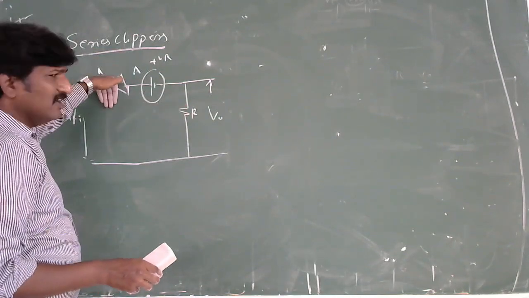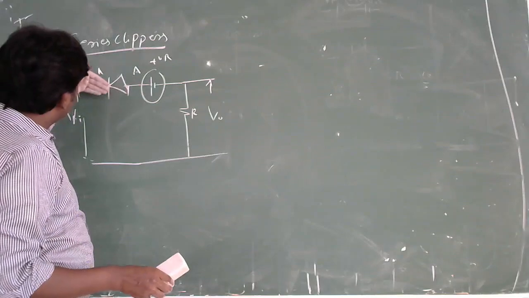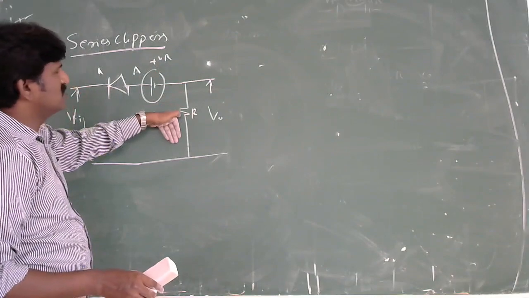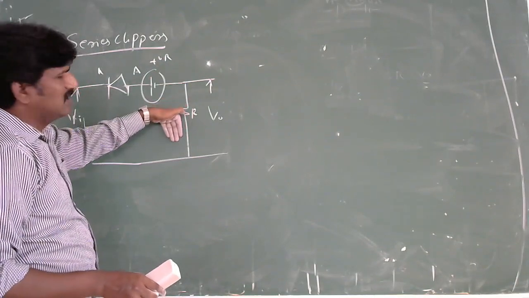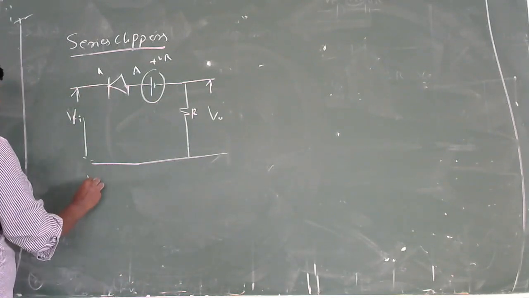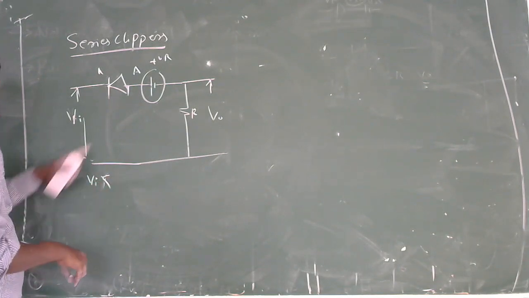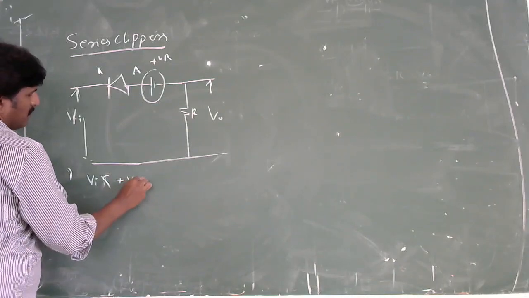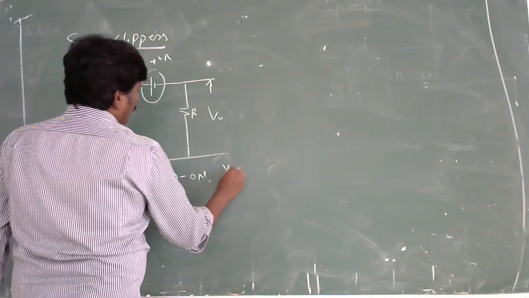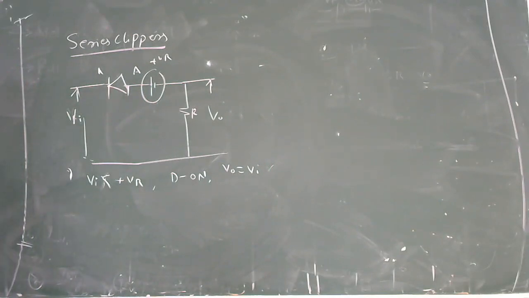An ideal diode does not have any forward resistance, so it acts like a short circuit. Then Vi produces some current passing through the diode and the resistor, dropping a voltage across the resistor that is equivalent to Vi itself. That is the case. You have to observe that if Vi is less than VR, then the diode will be on. What is the output? Output is equal to input.